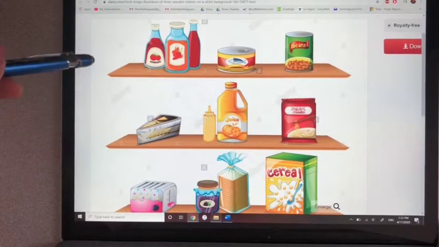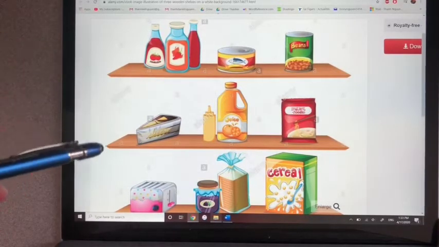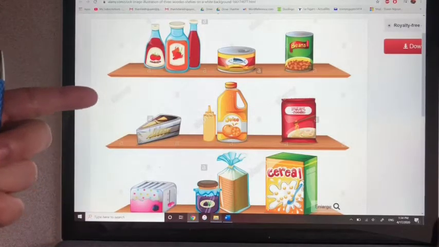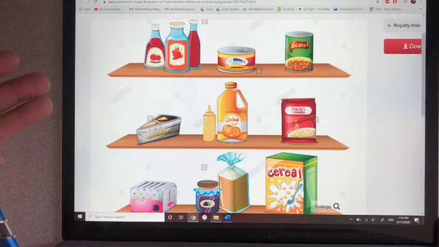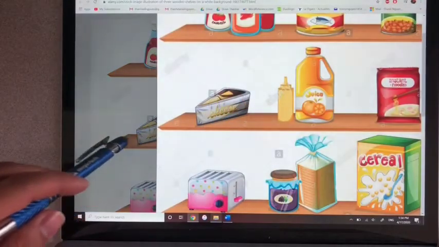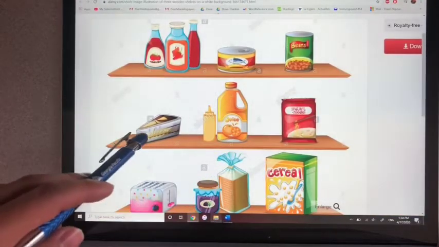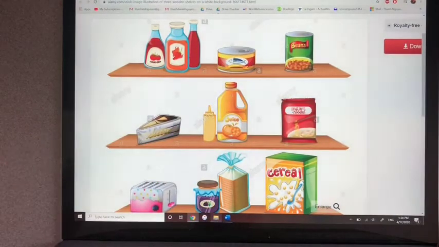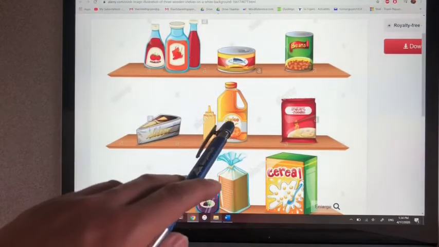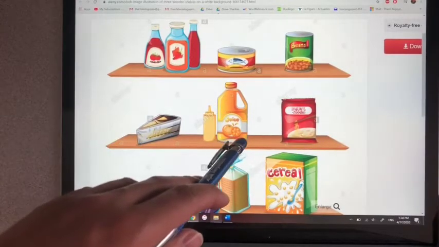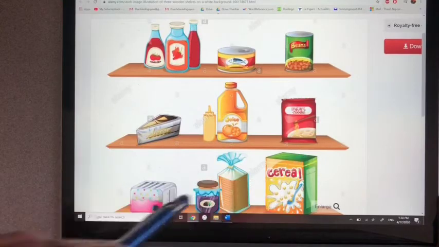So this is how we use the top shelf, the middle shelf, and the bottom shelf. And we use next to, between, on, above, and under. Next to is easy. So the juice is next to the cheese. The beans are next to the fish. The juice is between the noodles and the cheese. The juice is next to the cheese and the noodles.